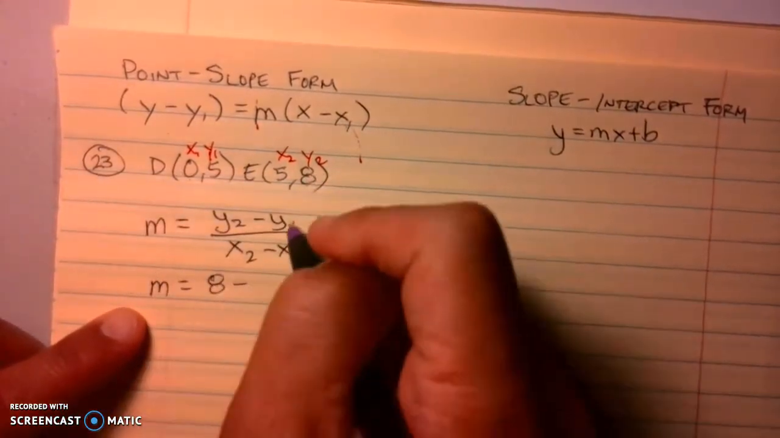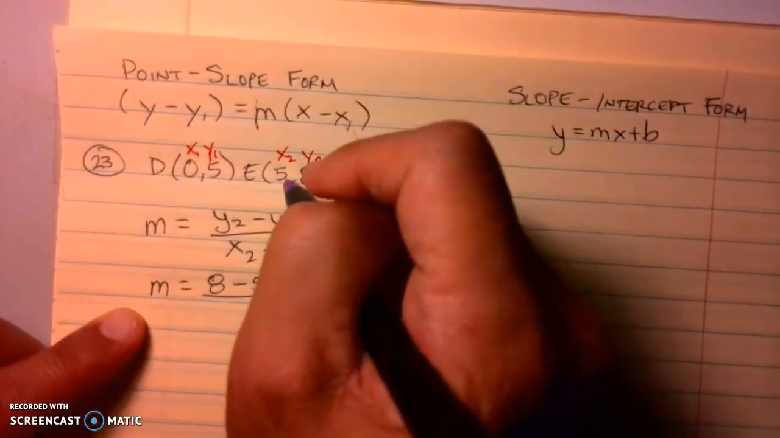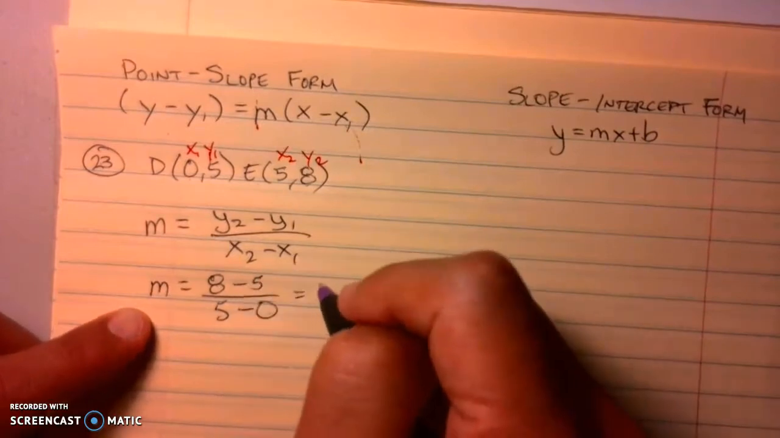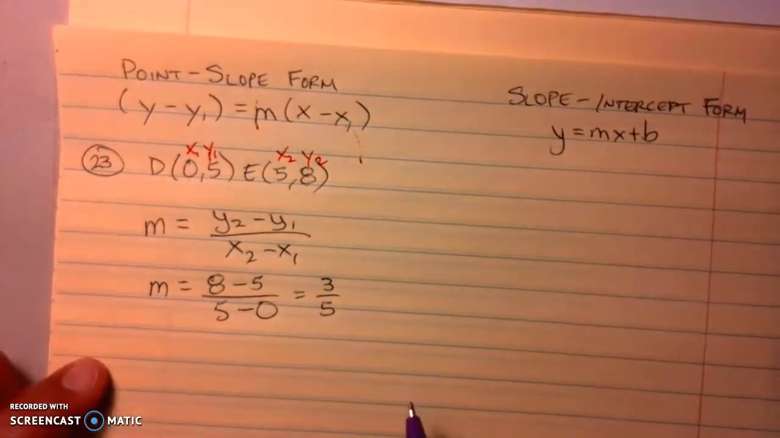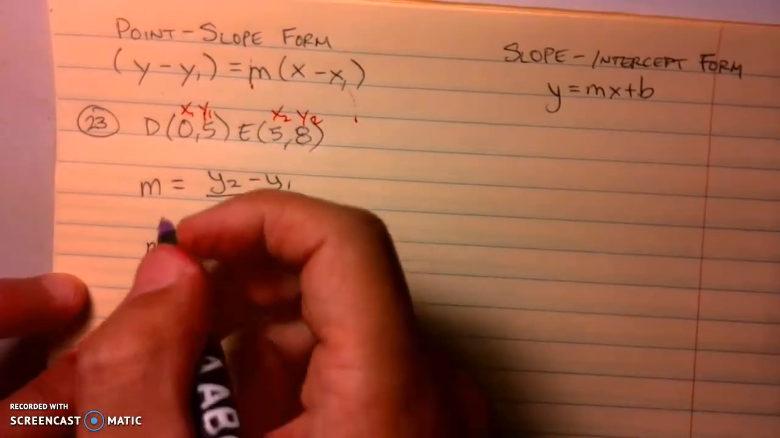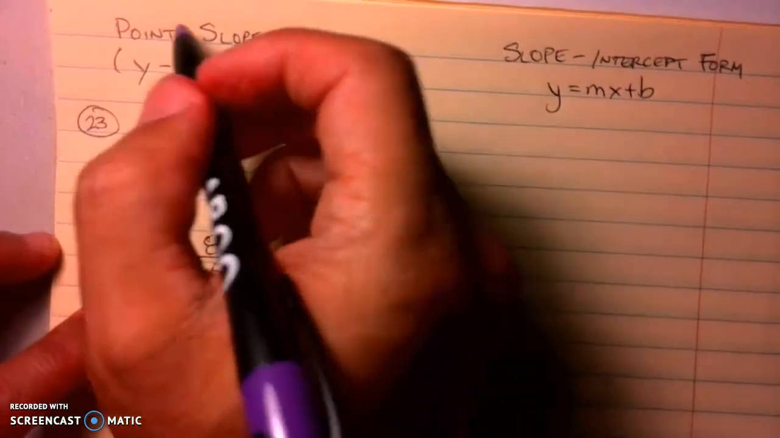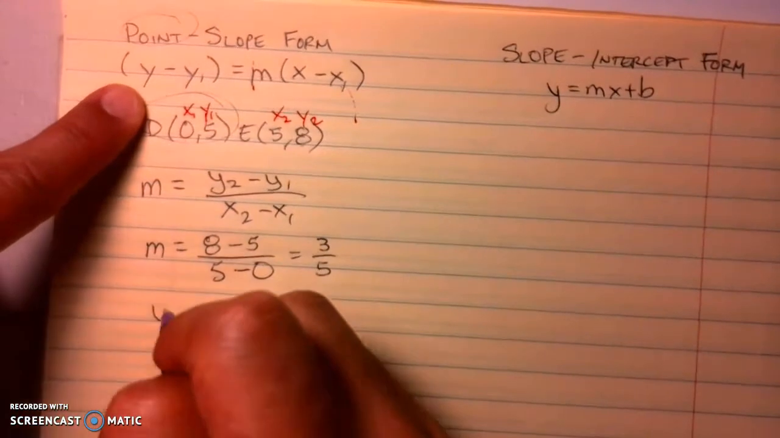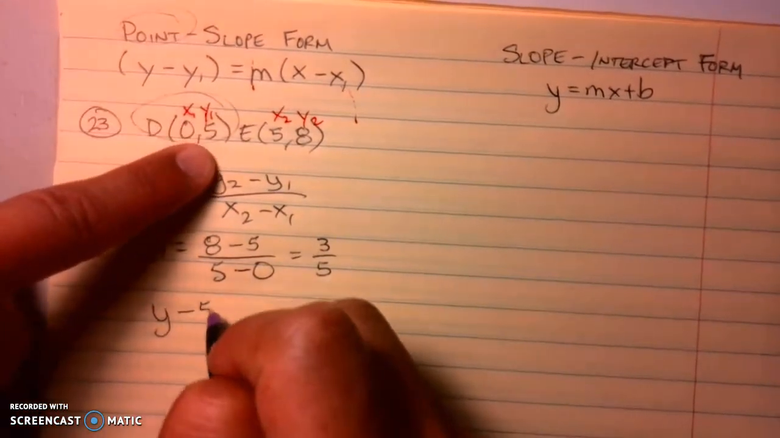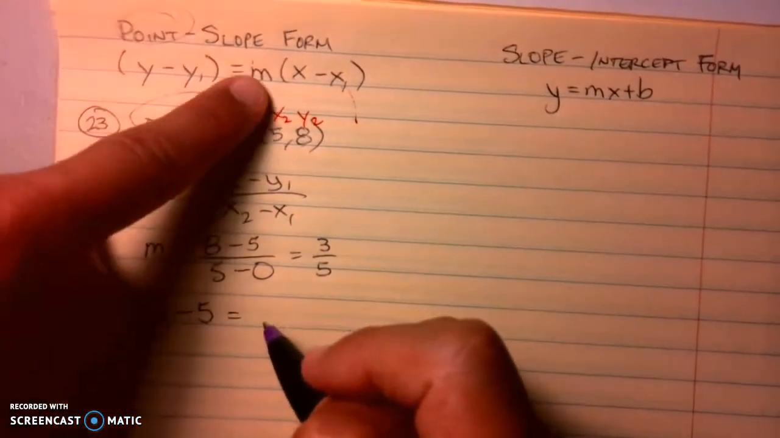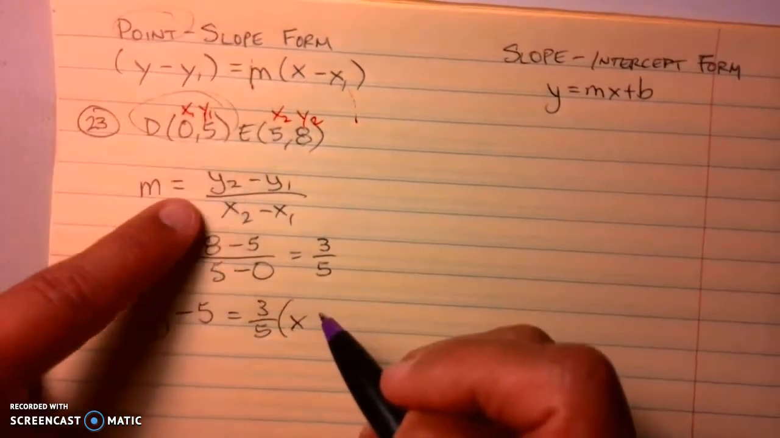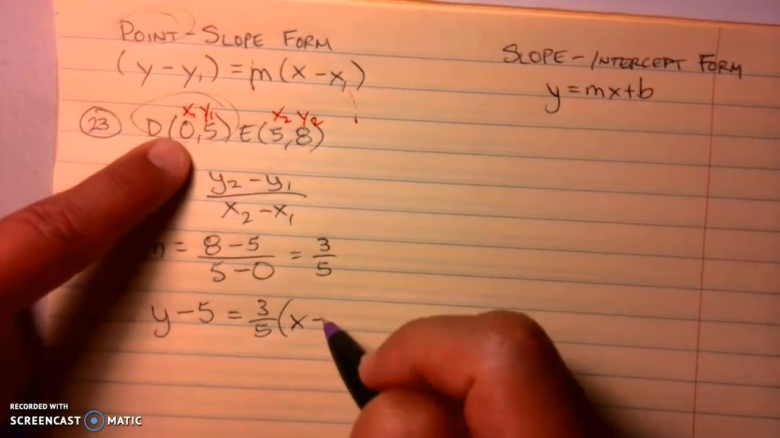y2 is 8, minus y1, which is 5, over x2, which is 5, minus 0. So this is 3 over 5. So that is the slope number. So the equation is, now you can take either point because you only need one. So I'm going to take point D here. Here's the equation. Y minus the y value, which happens to be 5, is equal to m, the slope, which I just figured out to be 3/5, x minus the x value, which is 0 here.